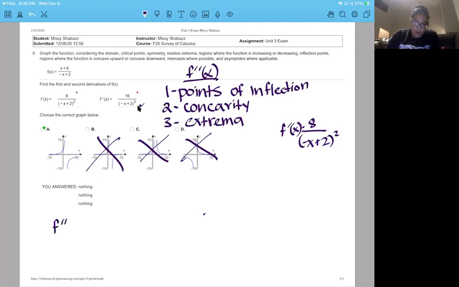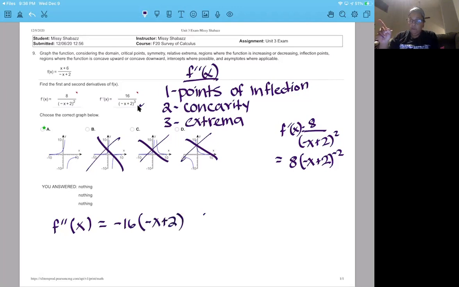I'm going to rewrite the first derivative as 8 times (-x plus 2) to the -2, so that I don't have to use the quotient rule. So I'm going to bring down my -2 and I get a -16, (-x plus 2), subtract 1 from that power, which gives me a -3, times the derivative of the inside. So I'm just using chain rule. So -1, which gives me a 16 over (-x plus 2) cubed.